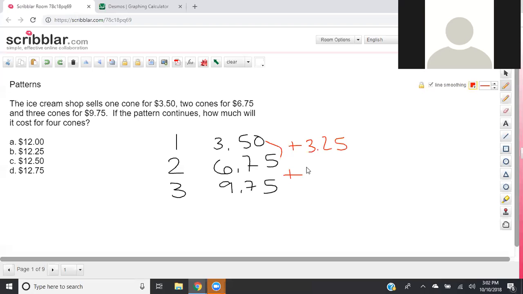So we figured out the pattern. Now we kind of have to figure out a new pattern. Sometimes you have a pattern within the pattern. We have to figure out, because they want the 4th cone, one more. So you've got to figure out how much it's going to cost for 4 cones. So what was the change between the $3.25 and the $3? What happened that was different between them?